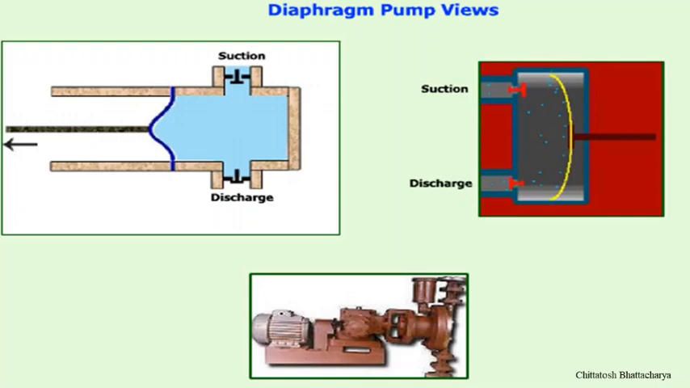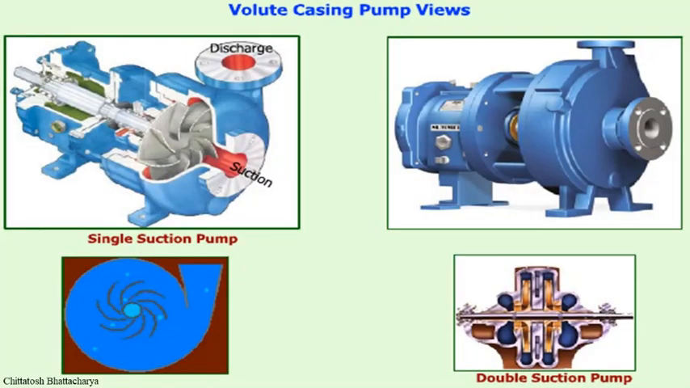In centrifugal pumps, we use a casing which is shaped like an involute, and as a result there may be continuous suction, pressurization, imparting of energy to the fluid, and then discharge of the fluid at a higher pressure and velocity.